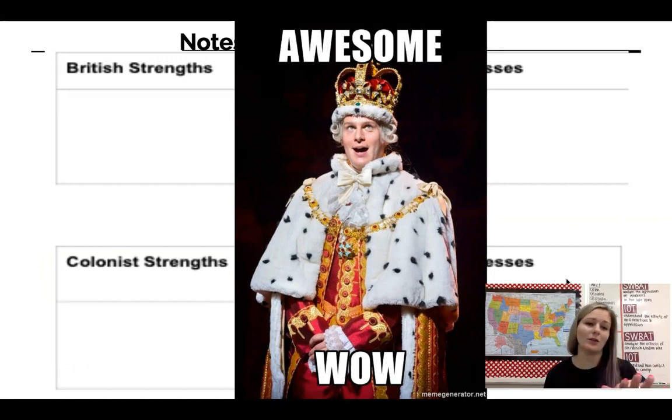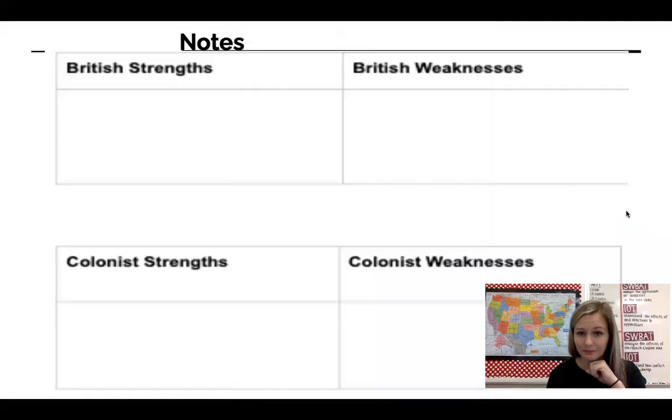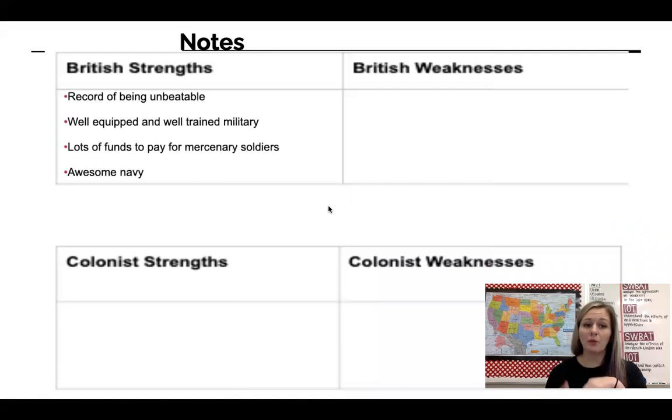But let's go ahead and talk about how awesome things were for the British, which puts the colonists at a bit of a disadvantage. So we're going to start off talking about the strengths of the British. Number one, they have a record of being the most powerful country and a record of being unbeatable. So who in their right mind would have ever thought that these ragtag militia farmers in the colonies would actually be able to defeat the British Army and Navy? So that is a big record that they have to go off of.